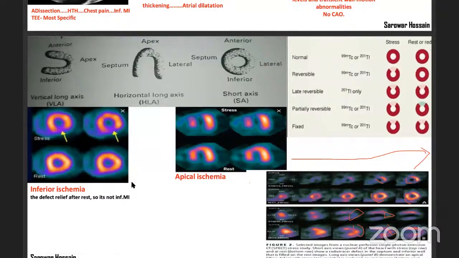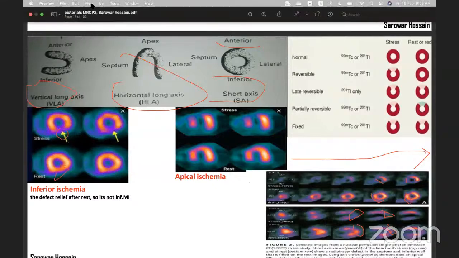There are 3 views generally given. One is short axis, another is horizontal long axis, the other is vertical long axis. Basically, you'll be looking at how it looks at stress. See, in the stress, this is not filled, whereas at rest, it is filled.